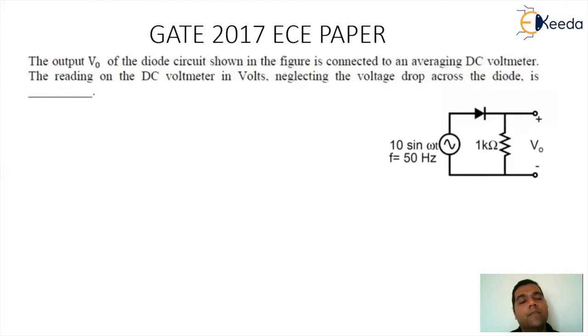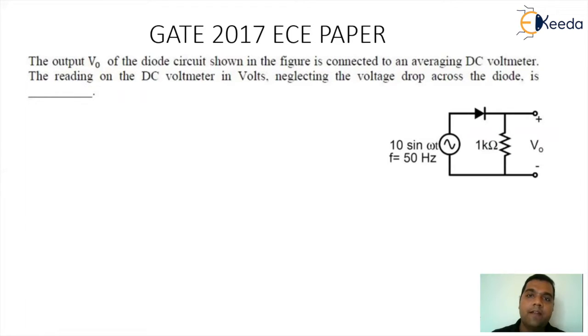Next question. The output voltage VO of the diode circuitry shown in the figure is connected to an averaging DC voltmeter. The reading of the DC voltmeter in volts, neglecting the voltage drop across the diode, is? If you observe the question carefully, this is from the GATE 2007 ECE paper, and we have a voltage source of 10 sine omega t with a frequency of 50 Hz.